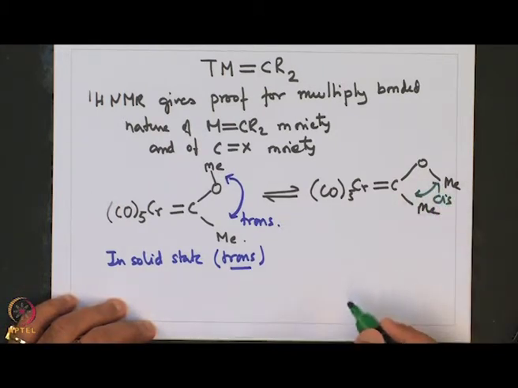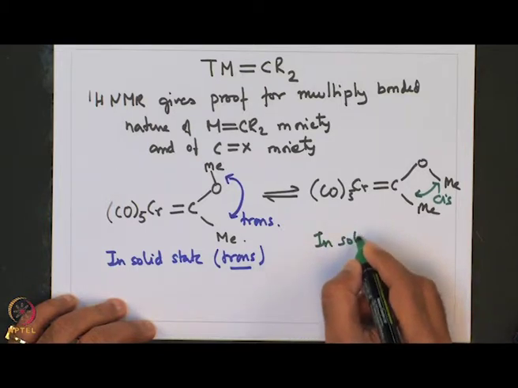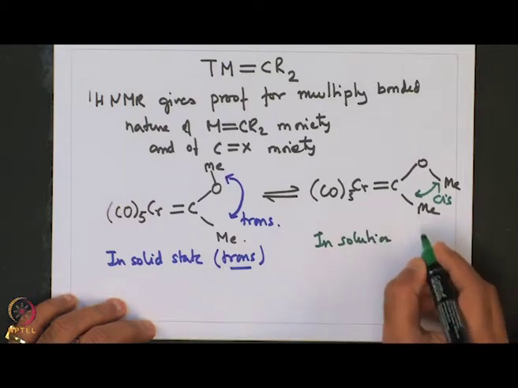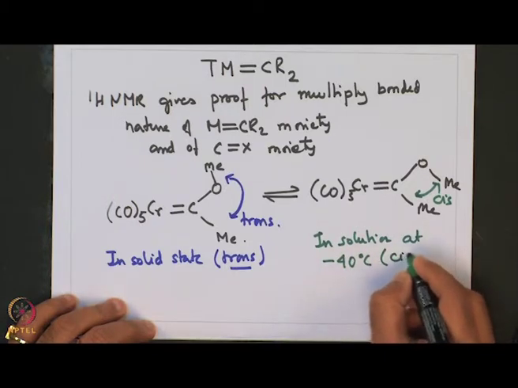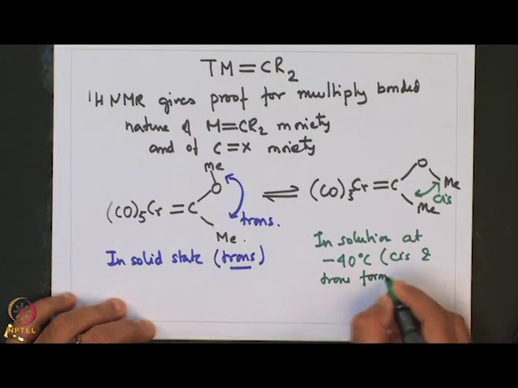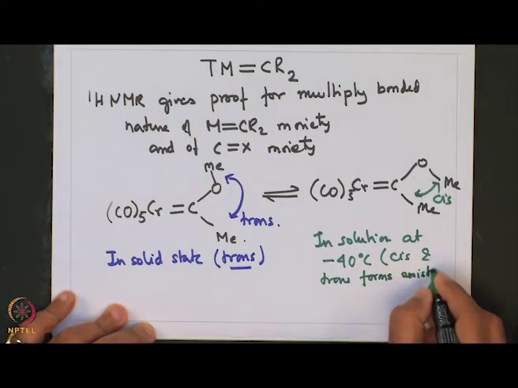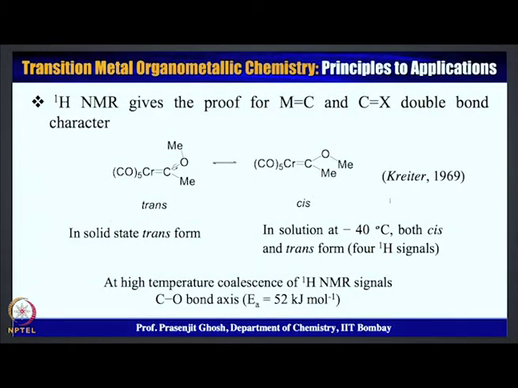Now, this is the cis form. So, in solution at minus 40 degree centigrade, both cis and trans forms exist, and as a result there are 4 proton NMR signals, resulting in 4 proton NMR signals.